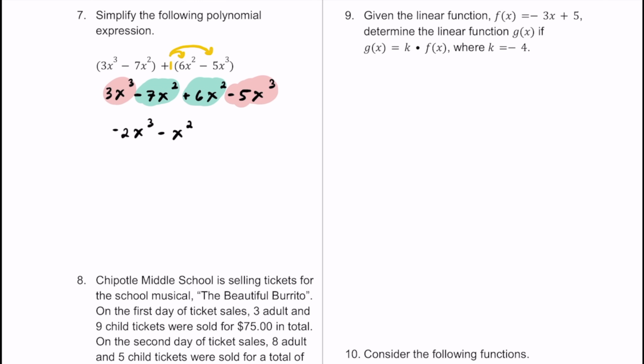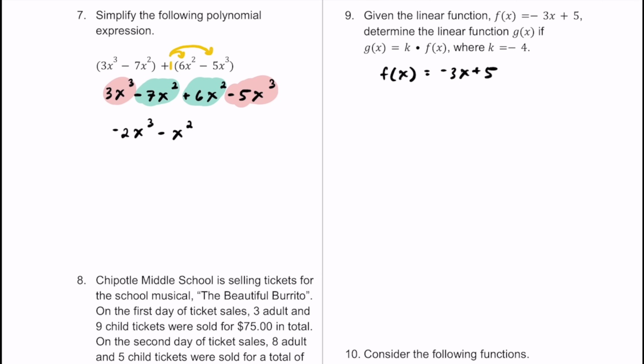So for number 9, given the linear equation f of x is equal to negative 3x plus 5, let's go ahead and determine the linear function g of x if g of x is equal to k times f of x, where k is equal to negative 4. Okay, so let's see what we're going to do here. We know f of x is equal to negative 3x plus 5. So that's a linear function. And what we're going to do is multiply this whole thing by k.